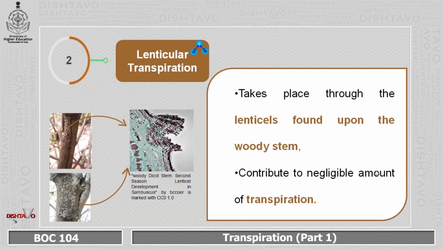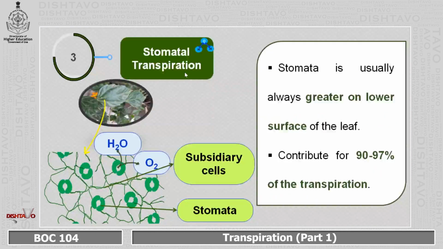Coming to the third type of transpiration, that is stomatal transpiration. Stomatal transpiration occurs through the stomata. If you see in this figure, these are the guard cells, and this is the stomatal opening. From this opening, there is gaseous exchange, and the water movement is towards the outer side. So the water vapor is released through this stomatal pore. Stomatal transpiration contributes around 90 to 97% of the transpiration.